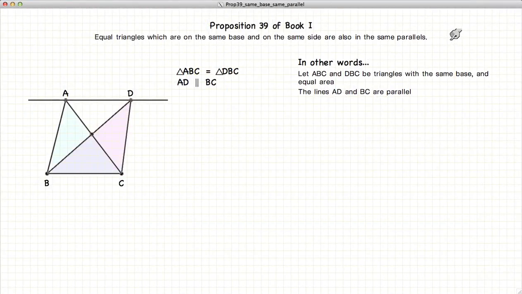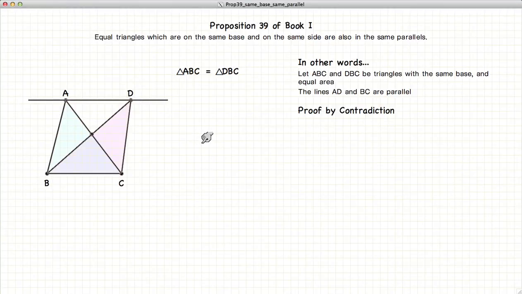This video presentation is going to be on Proposition 39 of Book 1, which states that if you have two triangles on a common base and with equal area, the line joining the vertices will be parallel to the base.